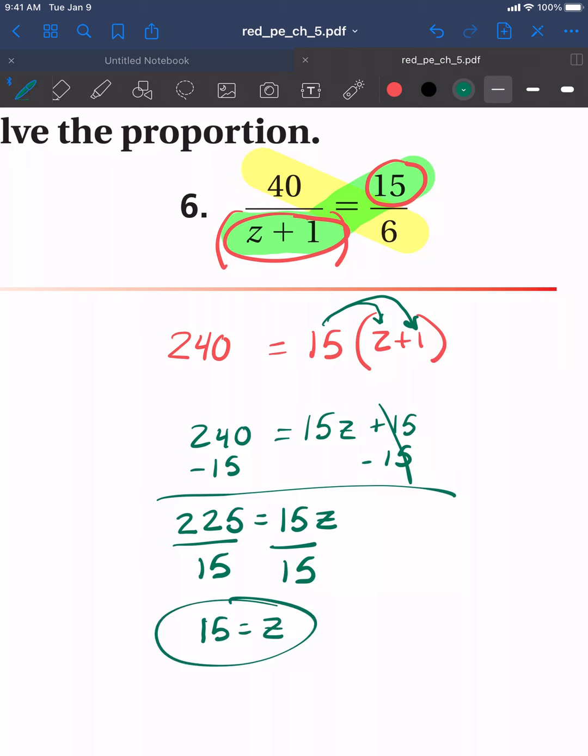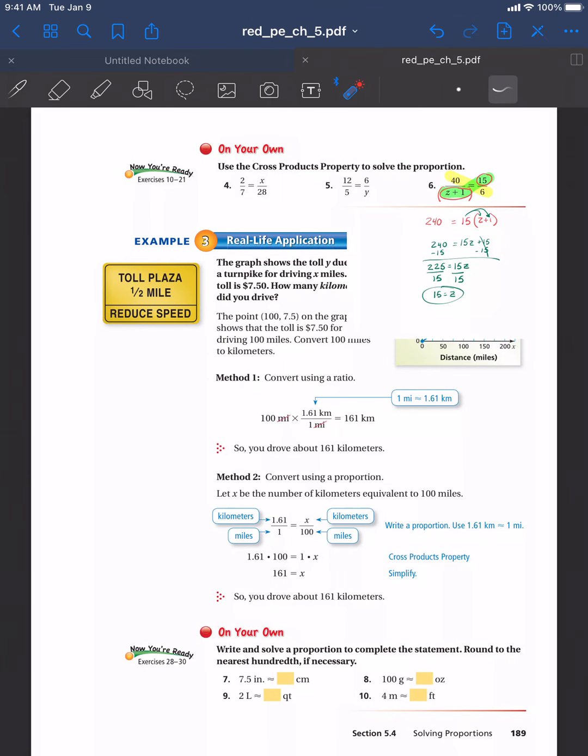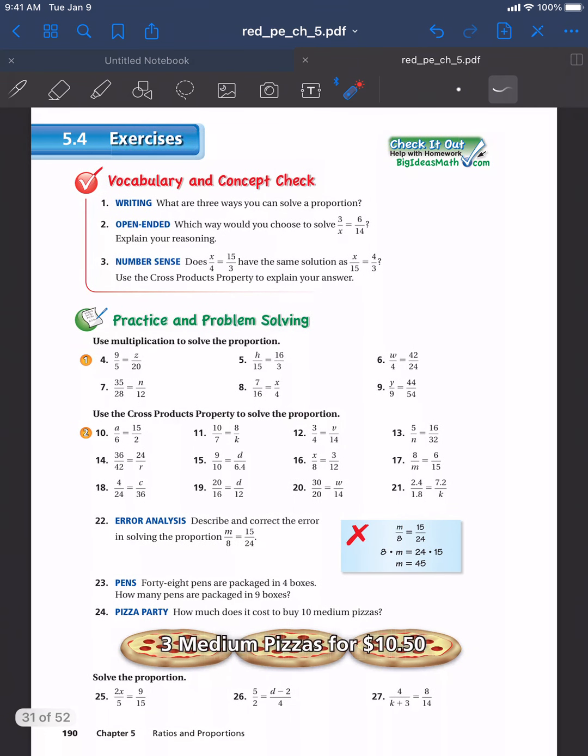So remember, I'm going to just give you a review real quick. The big thing we needed to remember here is that we took 15 times that whole thing. To do that, it's like saying 15 times this and 15 times this, which is just like doing the distributive property. So if you come across one of those in your homework, remember, you have to use parentheses. All right. That's basically it for this lesson.